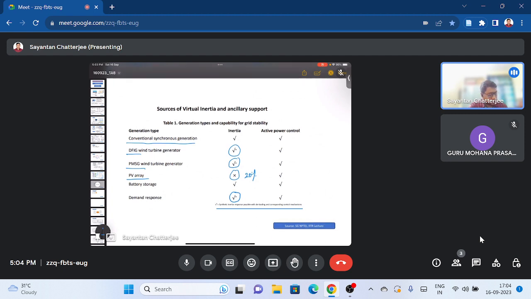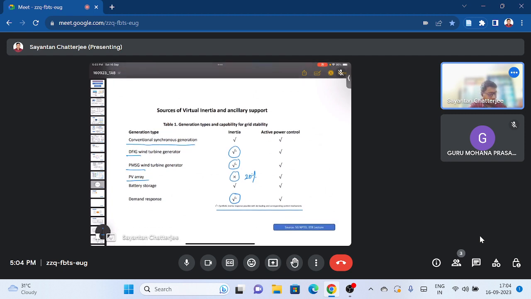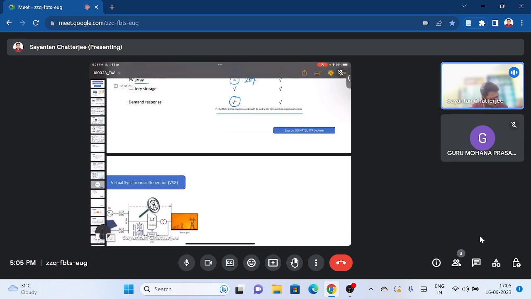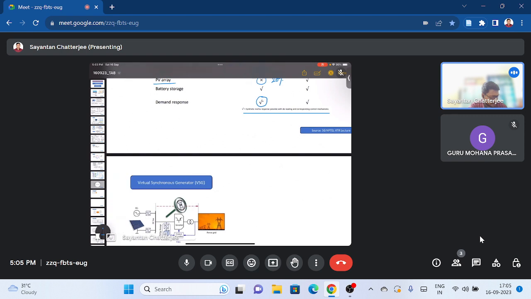So these are the modifications that need to be adopted on a day-by-day basis, because these inertial support services or ancillary support services should be delivered by the renewable energy systems themselves. So for that, various modifications need to be entertained on a day-by-day basis in future. This is quite an interesting research domain and people are working on it also.